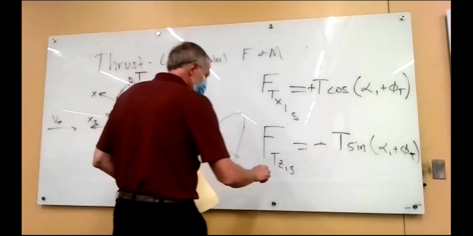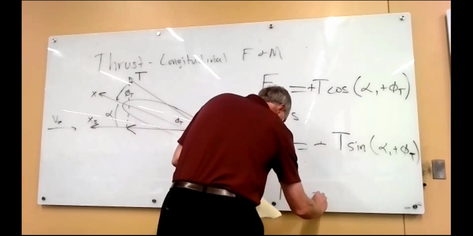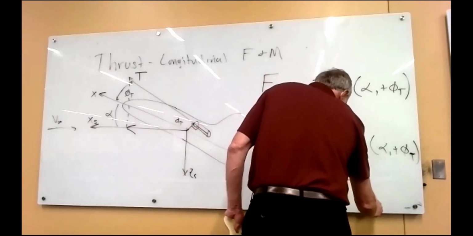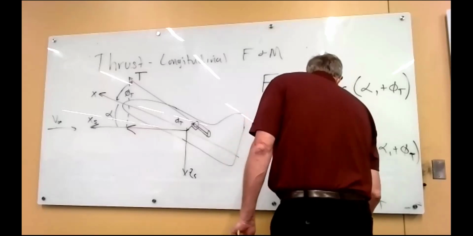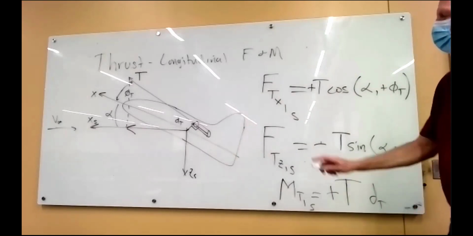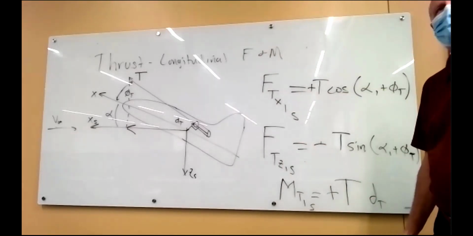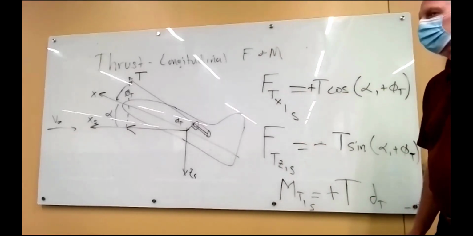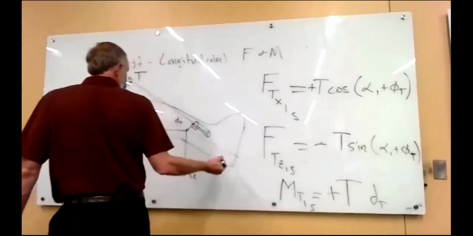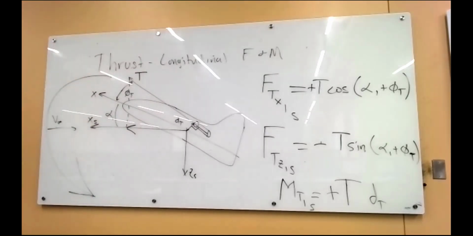And now the pitching moment is real easy. We already talked through that. M T 1S is T times dt. And what should we put here, plus or minus? Based on how we define dt as positive thrust line above the center of gravity, it's going to be that way, going around that, right? Is that positive or negative? It's negative, right?